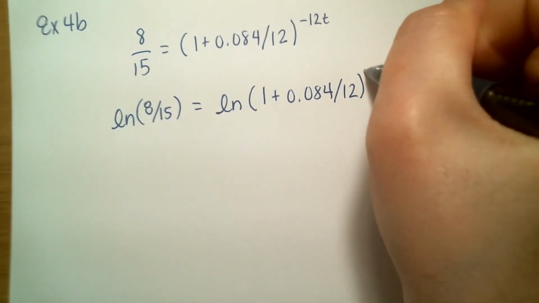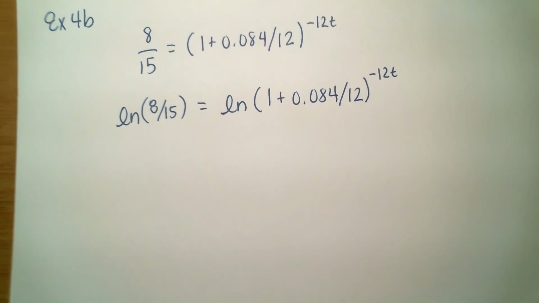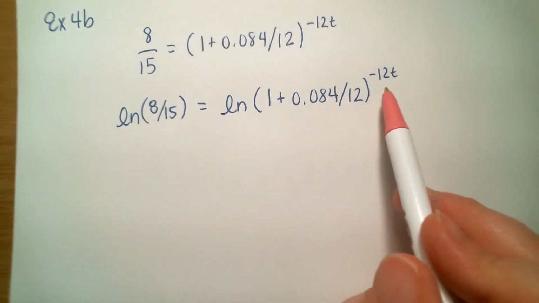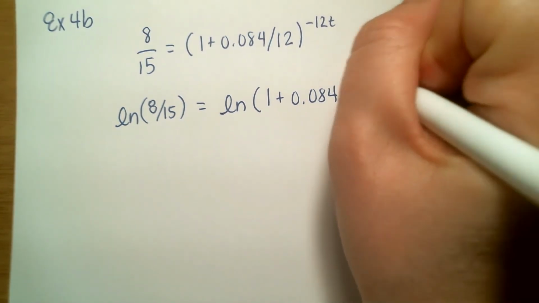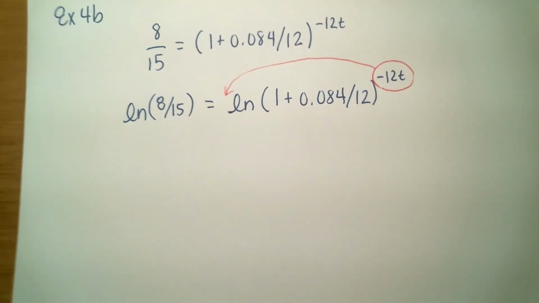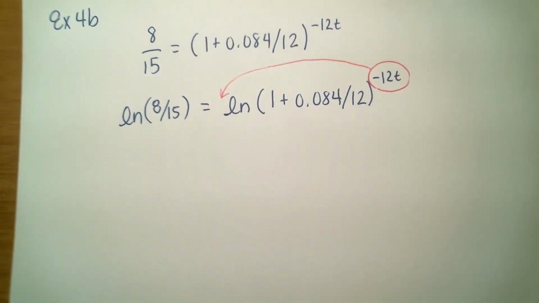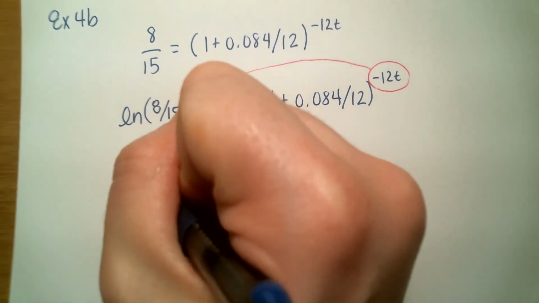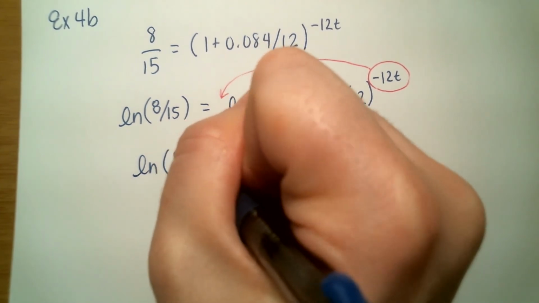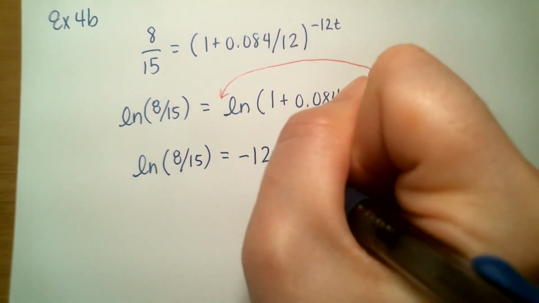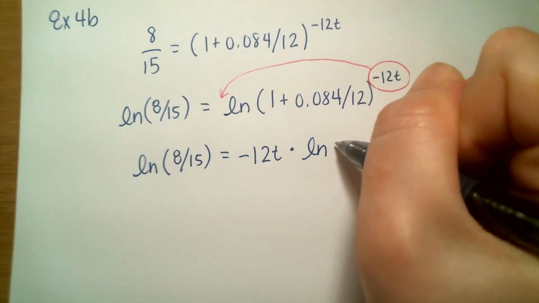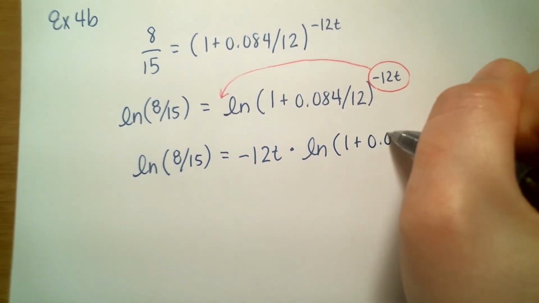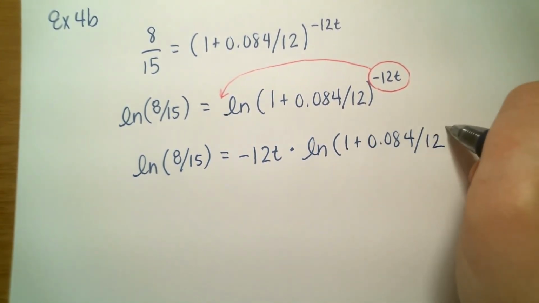Okay, so here we go. All right, so I took the logarithm. Remember what we talked about when we did this in earlier sections, that if you have the logarithm of something to a power, you can bring that power down in front. But you can only bring that power down in front if you apply the logarithm. You can't do that if the logarithm is not there. So in the next step, we're going to have the natural log of 8/15 is equal to negative 12t times the natural log of 1 plus 0.084 divided by 12.